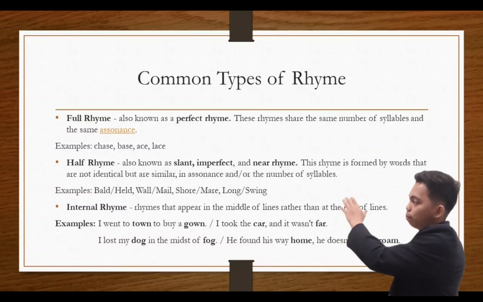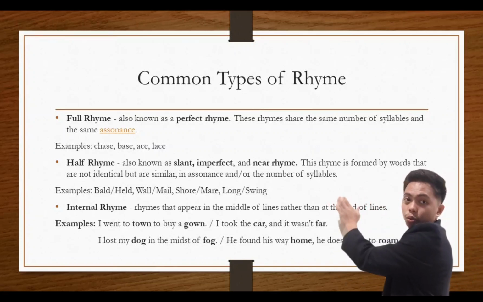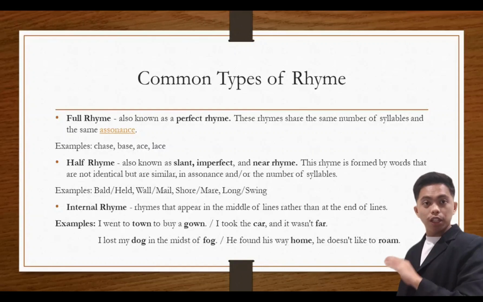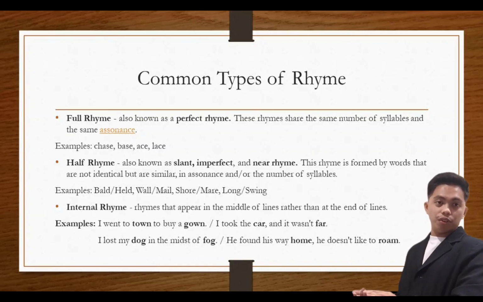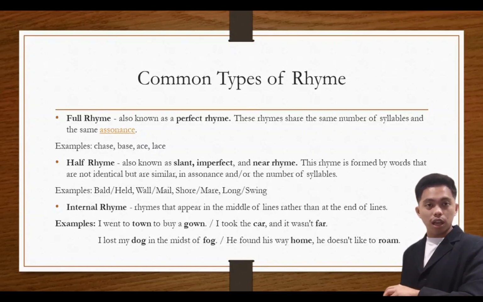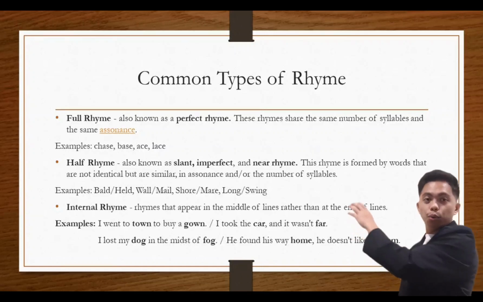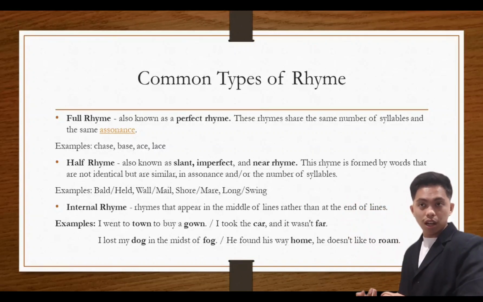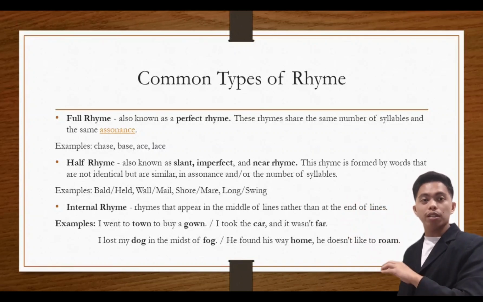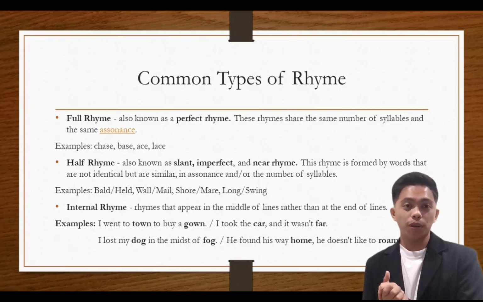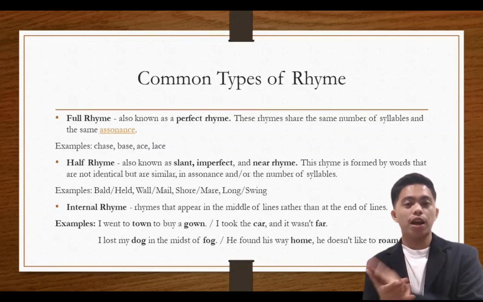The other example is long and swing, which are also almost similar to each other, but they also have different assonance, or different vowels within their words. And take note that the words long and swing also have different numbers of syllables, so that makes them half rhyme. Okay, class, the last common type of rhyme is called internal rhyme.